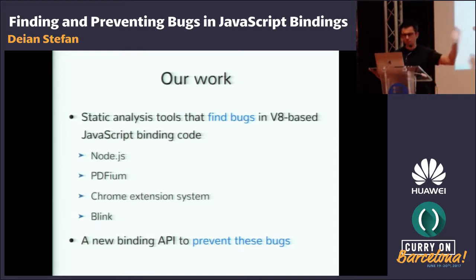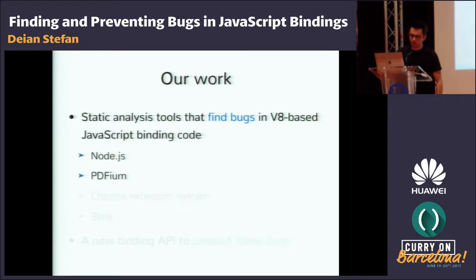Okay, so I'm going to talk to you about the static analysis tools, and then a new binding API that addresses the problems that are inherent to the V8 API. I'm only going to talk to you about 2 systems in this talk. If you're interested in the other systems, we have a paper on this. You can check out bindings.programming.systems, but I'm also happy to talk to you about it after the talk.